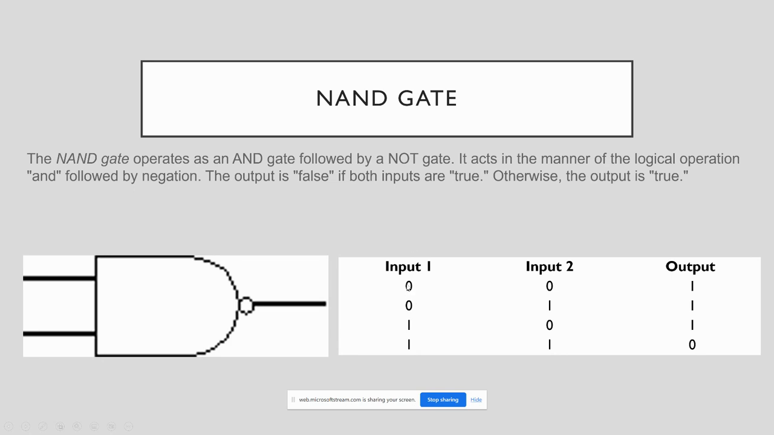The reason is that if there are two inputs, we only have four options. It's either both off, or both on, or the first one on and the second one off, or the second one on and the first one off. There are no more choices apart from these, because it's just two inputs.